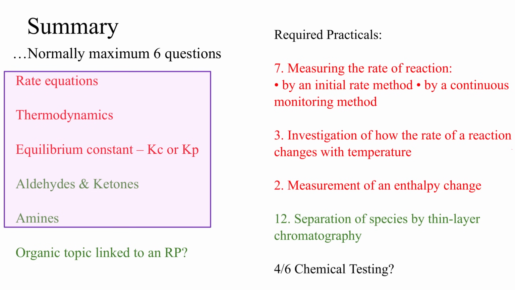In conclusion then, there are normally 5 or 6 questions on section A, and so my strong shouts are that one of them will be rate equation linked to one of the required practicals, another will be thermodynamics, specifically Born-Haber cycles, potentially linked to a calorimetry experiment. Then we have the equilibrium constant, Kc or Kp. I strongly suspect one of those will come up linked to another organic chemistry topic. And then I think aldehydes and ketones will have a topic, potentially linked to chemical testing.